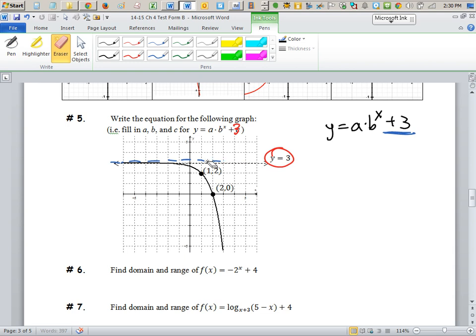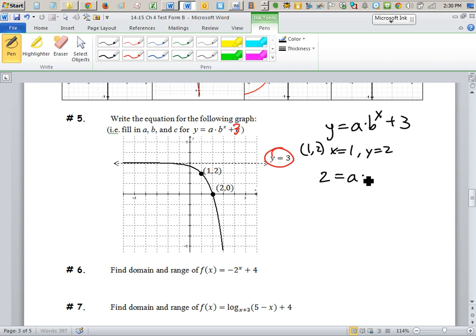So we're good. I'm pretty sure C is 3. See? That's a huge starting clue. And now you can just use the coordinates of the points I gave you and plug them in. So I said x is 1, y is 2. See? That's what I meant when I said the graph passes through 1, 2. So let's plug those in.